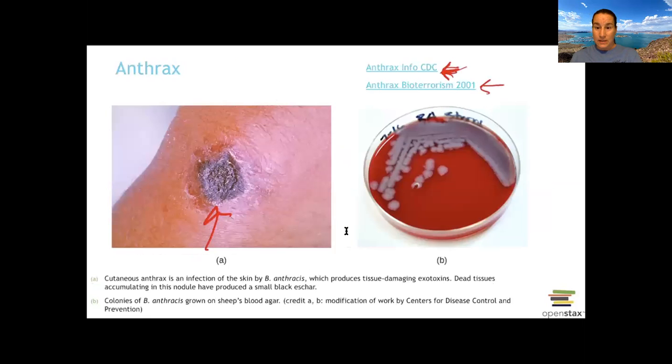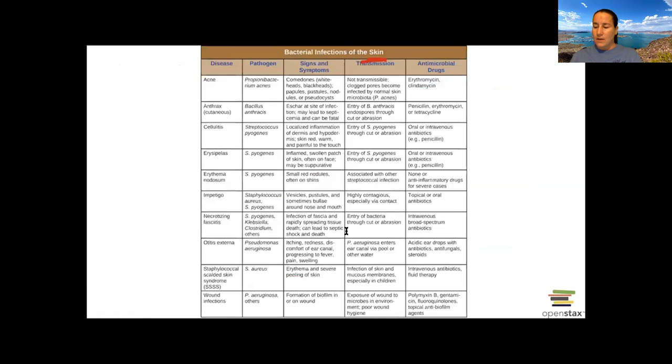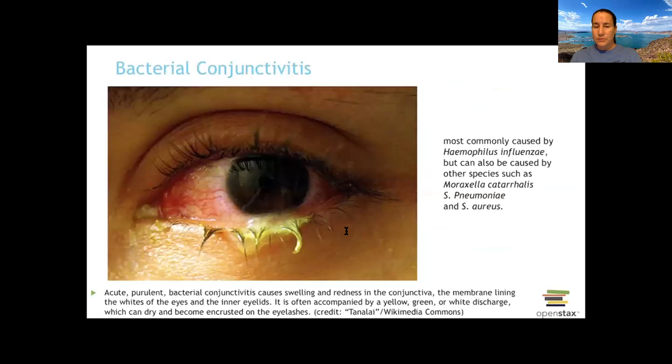And then here is the anthrax slide with the links for the CDC and the story I was telling you about the terrorists who were mailing out anthrax. Here is the table with all of the different things in it. Let's move on from skin to eyes.